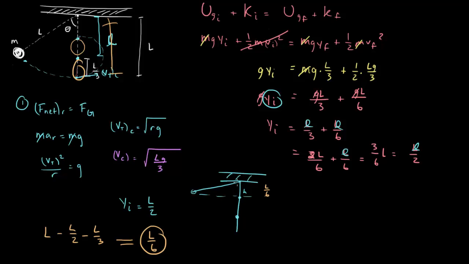And now if I have my theta here, I know that my cosine of theta is going to be adjacent, which we just found out is L over 6, over the hypotenuse, which is L. So I can times 1 over L. Those cancel, right? So I have my cosine of theta equals 1 over 6, so theta equals cosine inverse of 1 over 6, and you get 80.4 degrees.